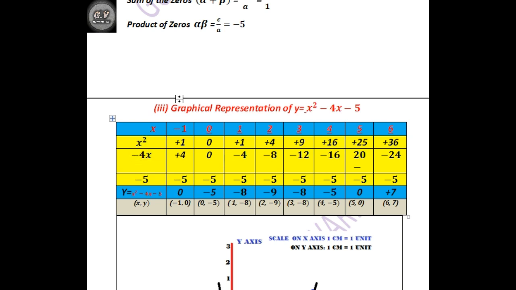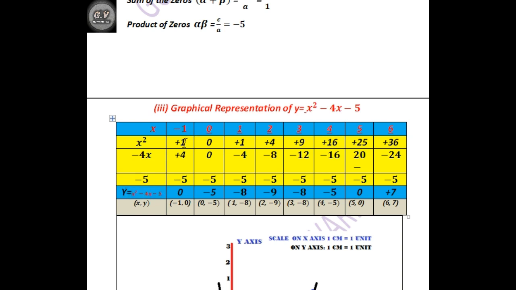Next, what about the third term Nana? The third row contains -5. All the values are taken as -5. So here is the sum of x square, -4x and -5. The sum of these three terms will be taken as y. By adding these three terms in each column, we get the y value. y is equal to x square minus 4x minus 5. This is a quadratic polynomial.